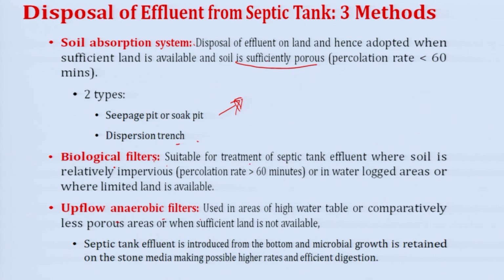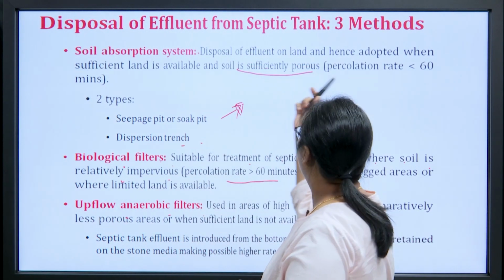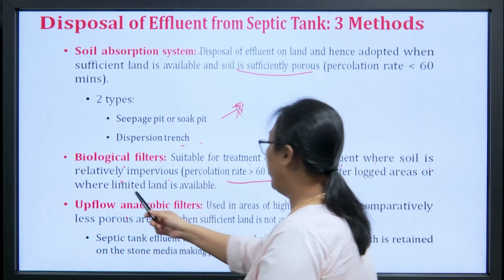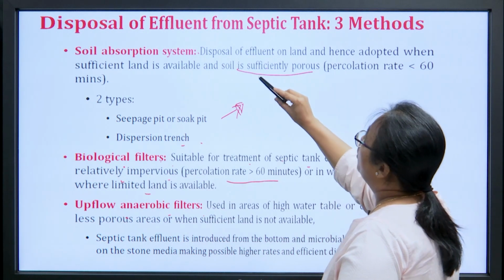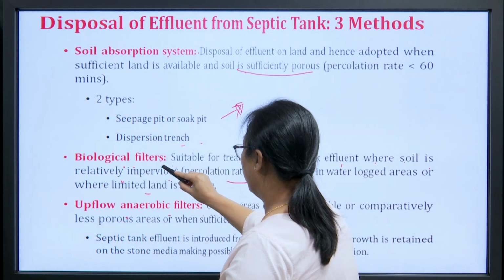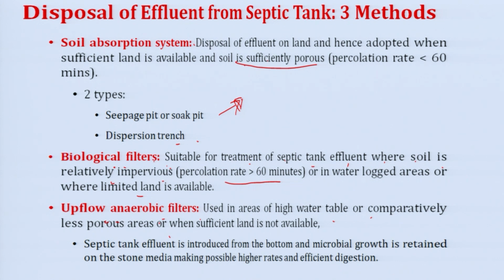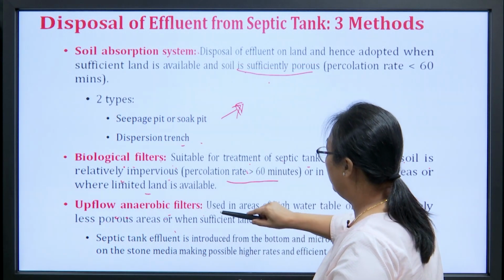Biological filters suitable for treatment of septic tank effluent where soil is relatively impervious. बहुत ज़्यादा percolation rate is little bit more than 60 minutes, right. 60 minutes per centimeter, मतलब 1 सेंटीमीटर पानी 60 मिनट्स में अगर एब्जॉर्ब हो रहा है उसकी लेवल बता रहे हैं. तो इसमें क्या होगा, 60 से कम टाइम में 1 सेंटीमीटर पानी एब्जॉर्ब हो जाता है. तो और on water logged areas और where limited land is available. तो अगर बहुत ज़्यादा पोरस है तो सॉइल एब्जॉर्प्शन सिस्टम, अगर थोड़ा कम पोरस हो तो बायोलॉजिकल फिल्टर्स, राइट. अगर सबसे कम पोरस हो तो we will go for upflow anaerobic filters. Use in areas of high water table or comparatively less porous areas or when sufficient land is not available, right. इसमें क्या है, लिमिटेड लैंड, मतलब ये सबसे ज़्यादा पोरस, ये थोड़ा पोरस, फिर ये सबसे कम पोरस.